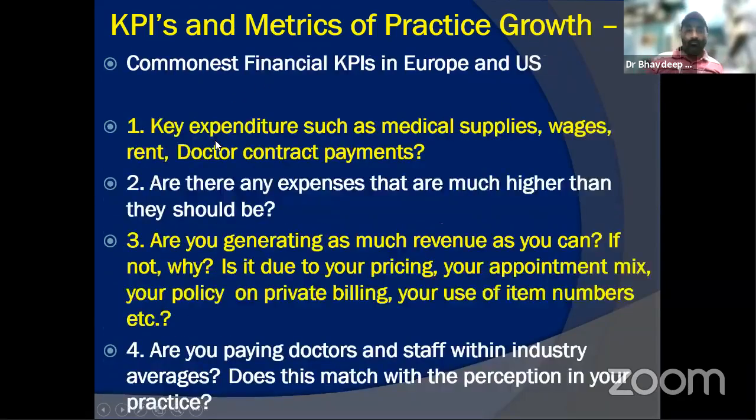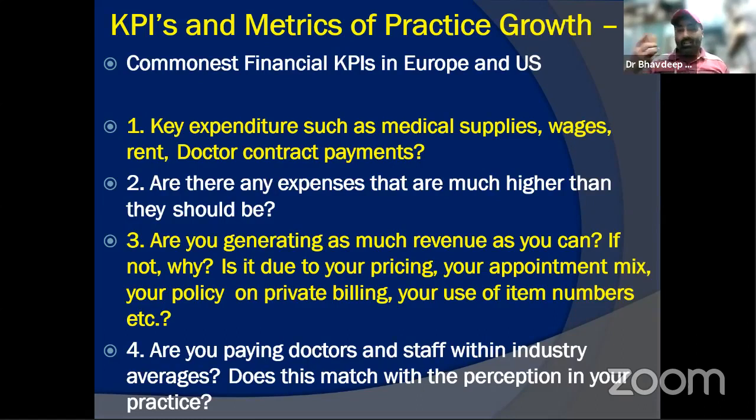Let's look at a few more. So financial KPIs, key expenditure like medical supplies, wages, rent, doctor contract payments. Any expenses that are much higher than they should be, you need to realize maybe your vendor is not correct. Maybe you're buying more from your local vendor who's actually taking you for a ride. Or maybe you're using overrated products in dentistry when there are similar products available from other branded companies also. For example, we know Curare products are very good, but they charge a bomb for that. 3M comes with equally good products, but the pricing is much less than Curare. So that is the thing.